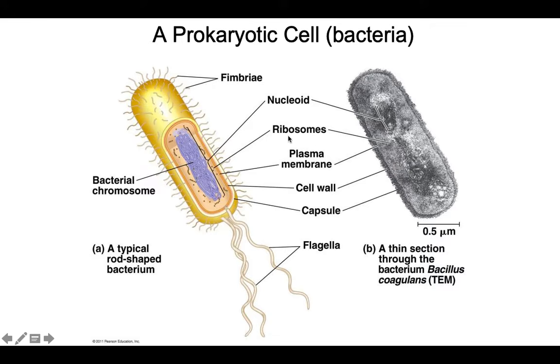There are ribosomes. If you'll recall, ribosomes are the things that make proteins. So these guys need to do things, right? Any cell needs to do things. And so prokaryotes will also have ribosomes to make proteins, because proteins are the things that do things, right?